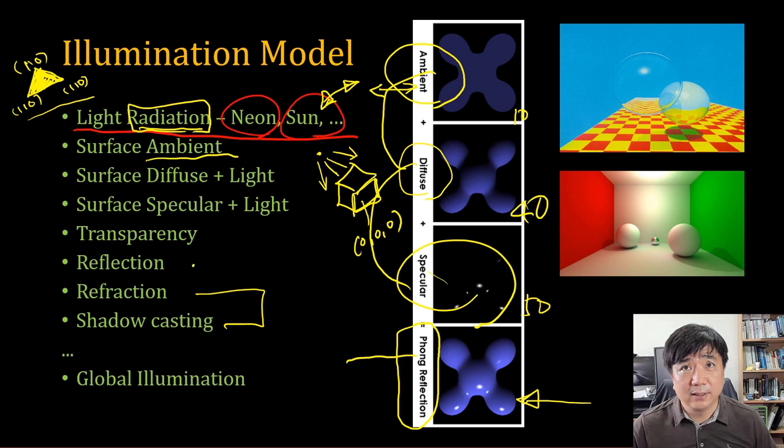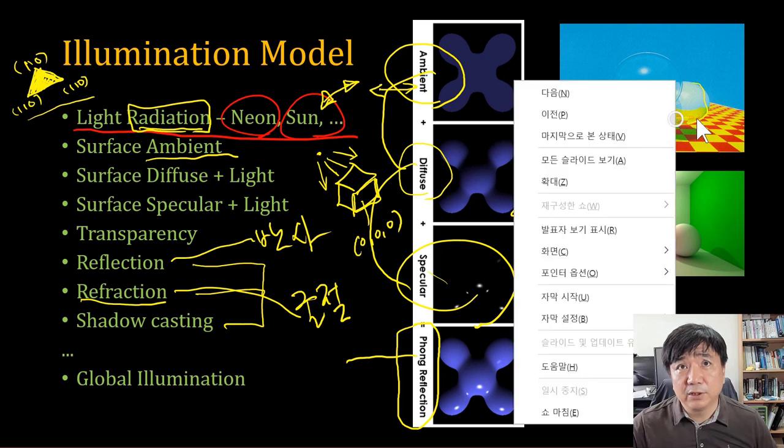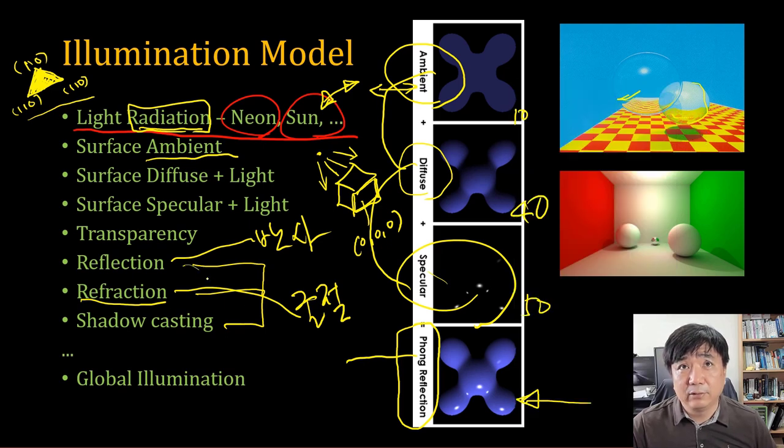So we can add these things. For example, you can see that the checkerboard floor is somewhat distorted, which means that there is some kind of refraction. In this one, it looks like some kind of metal ball. The metal ball reflects the glass ball, and the checkerboard floor is reflected in this area. So reflection calculation and shadow casting.